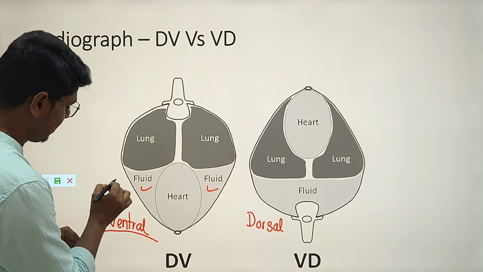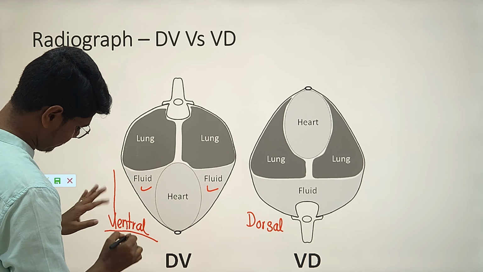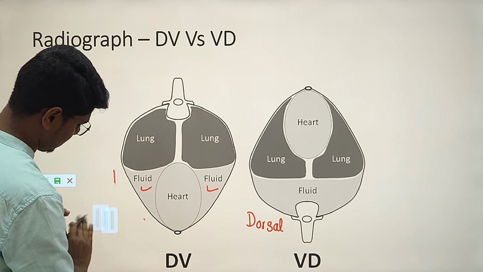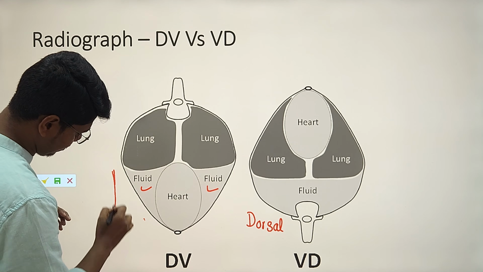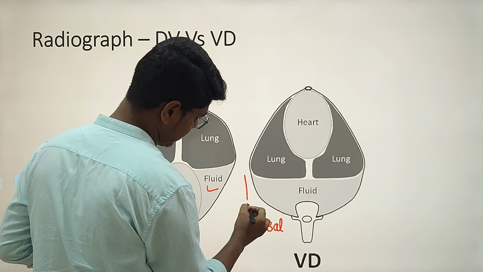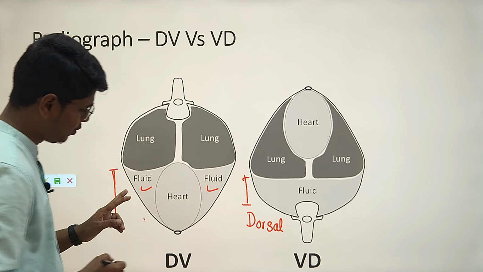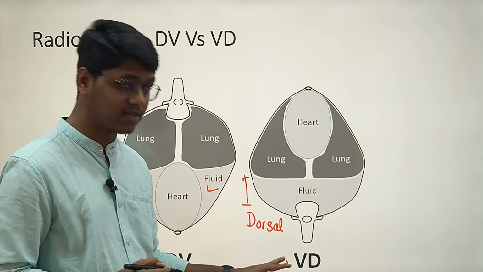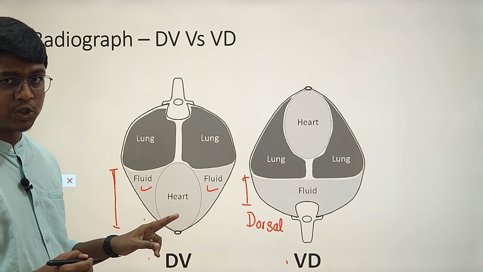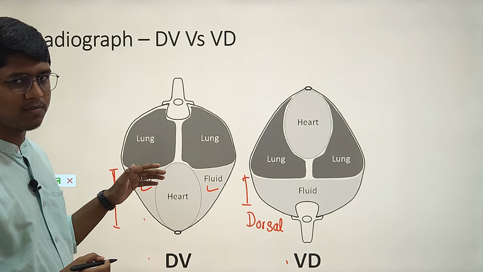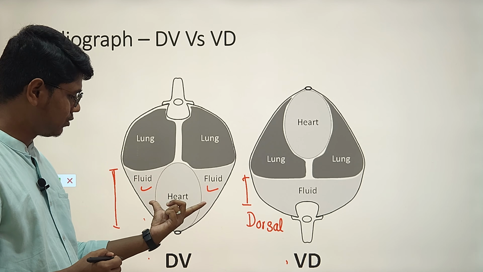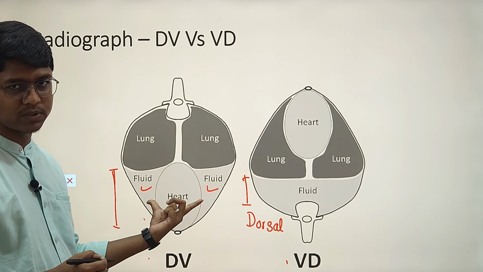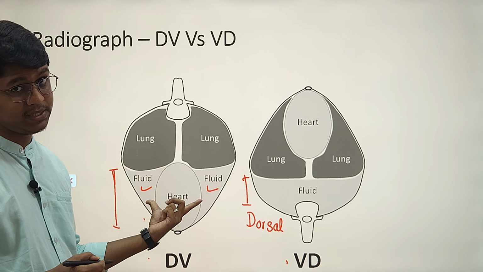One thing. Second, if you measure the depth in both views, here is the depth and here is the depth, you can see that the fluid depth is more in the DV view while the fluid depth is less in the VD view. So due to which the overall opacity will be high, and due to the fluid which surrounds the heart, they both have the same opacity, and the heart will not be visible.